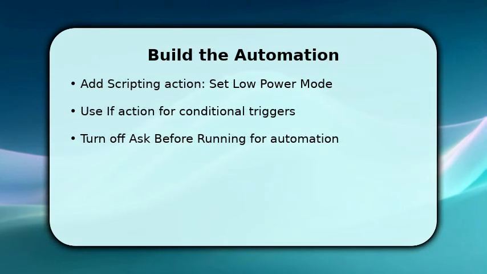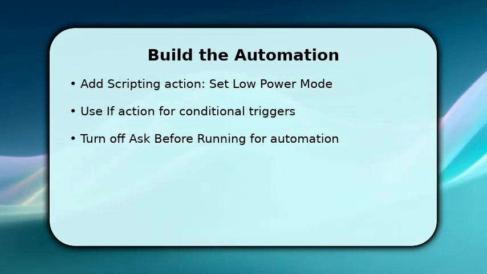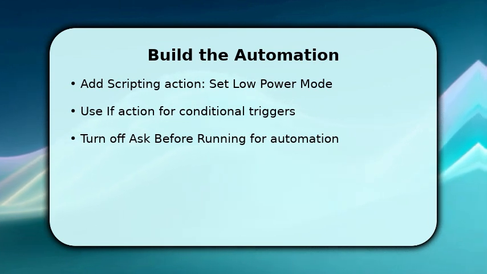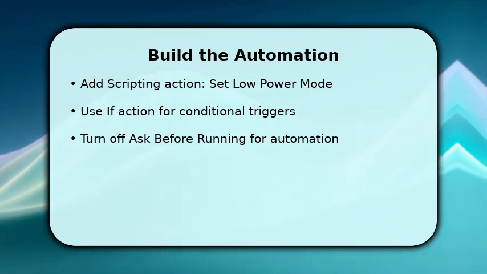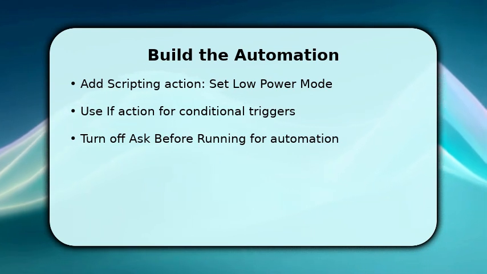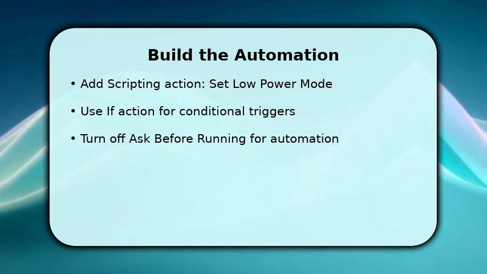Now you add the actions that actually flip low power mode. Tap Add Action, search Scripting, then choose Set Low Power Mode and set it to On. To avoid accidental triggers, use an If block. If battery level is less than your threshold, then set Low Power Mode.